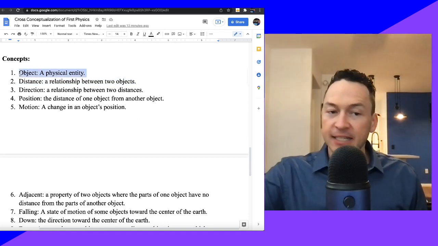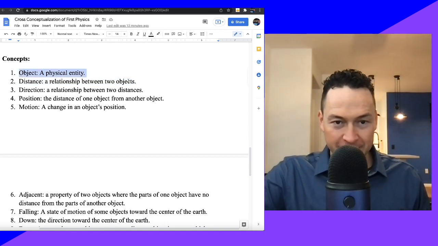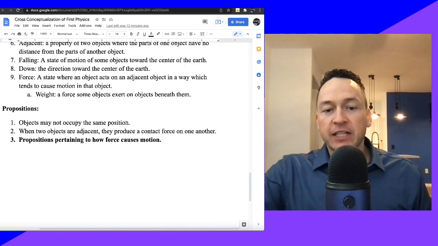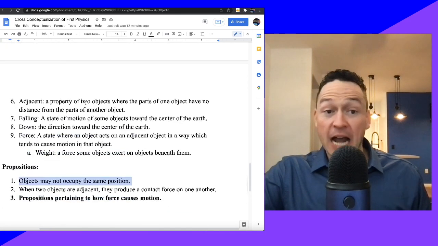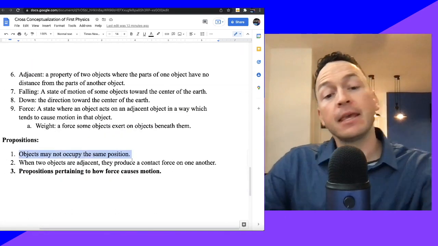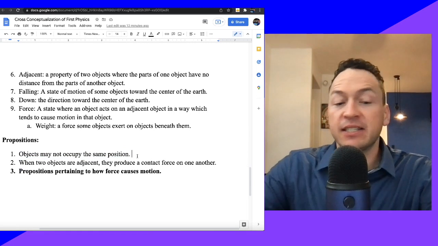Object, a physical entity. I don't know what generalizations I can say about this. Objects may not occupy the same position. I think that's fine. Objects have extension.